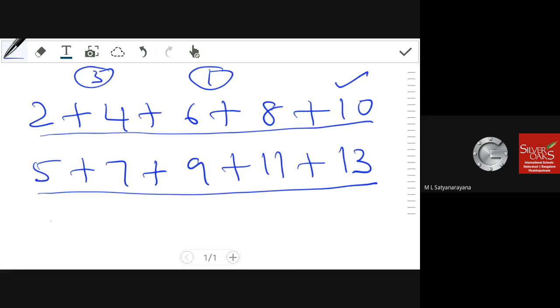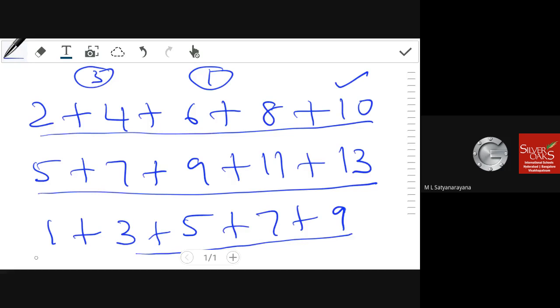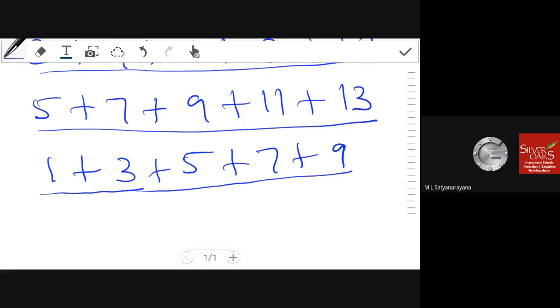2 minus 1 is 1. 4 minus 1 is 3. 6 minus 1 is 5. 8 minus 1 is 7. 10 minus 1 is 9. Still it is in AP. Look carefully: 1 plus 3 plus 5 plus 7 plus 9. The difference, you see, is the same, and it is in AP.